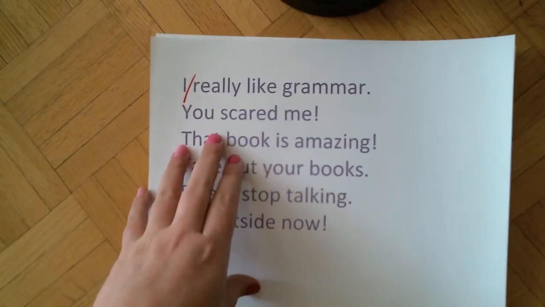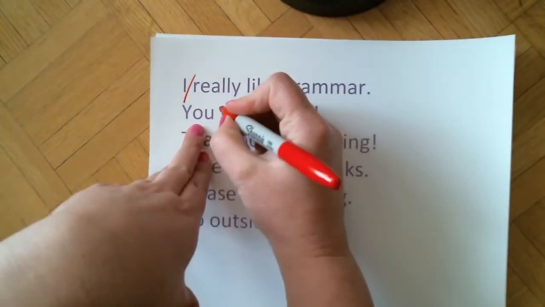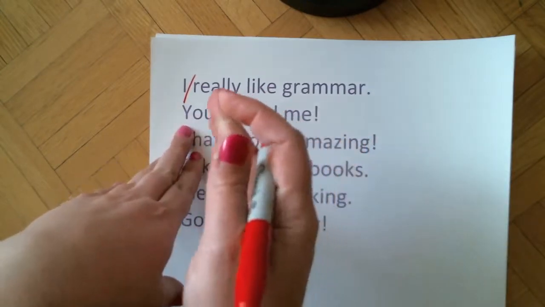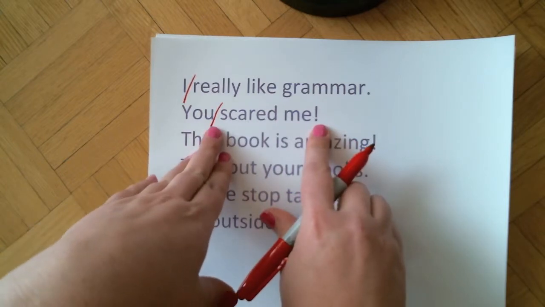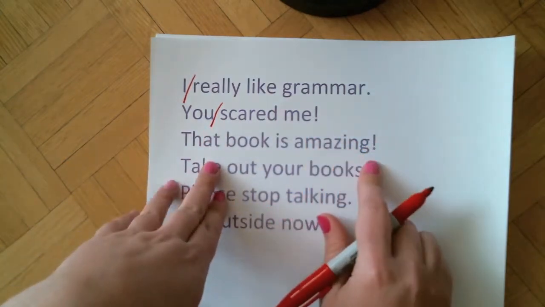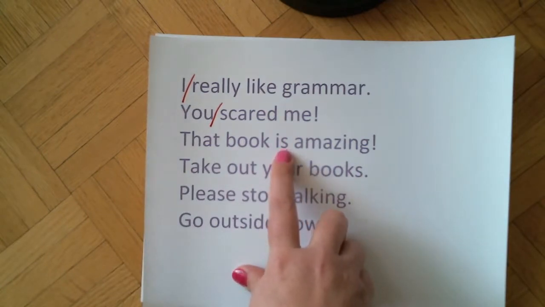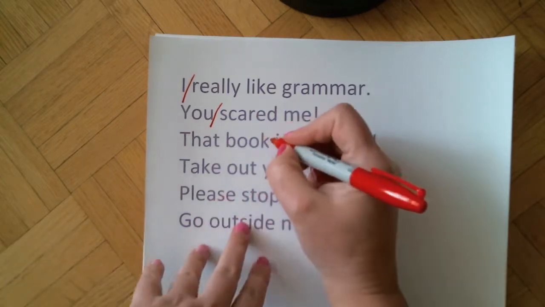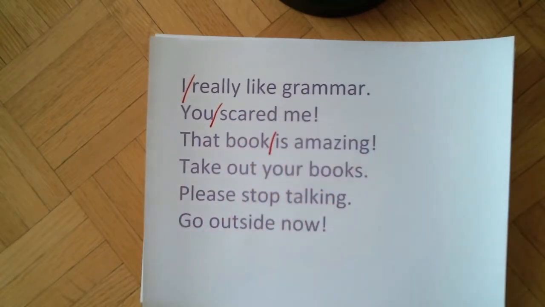You scared me. We've got the verb scared, and who is scaring? You did the scaring. So that's my subject. There's my predicate. Remember, subject, everything that comes before the verb, predicate, everything that comes after. A subject is not always just one word long. Let's take a look here. That book is amazing. You should recognize is as a verb that doesn't look like a verb, a linking verb, in this case, state of being verb. What is amazing? That book is amazing. So here's my complete subject, here's my complete predicate.